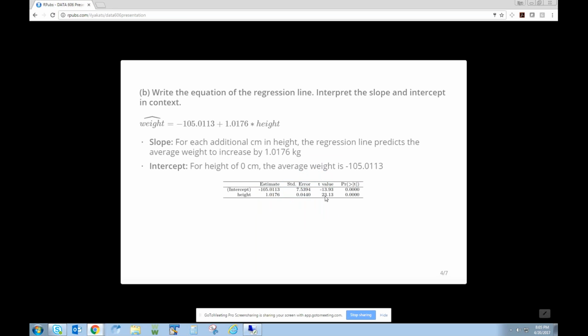The equation of the regression line, based on the summary table, we can just take the values for the slope and the intercept, and you see the equation on the screen. The slope essentially means that for every additional centimeter in height, the weight increases by a little over 1 kilogram. And the intercept is that for a height of 0 centimeters, the average weight is minus 105, which is obviously not realistic. So that's just to describe the regression line.